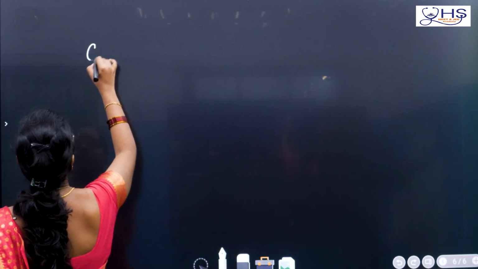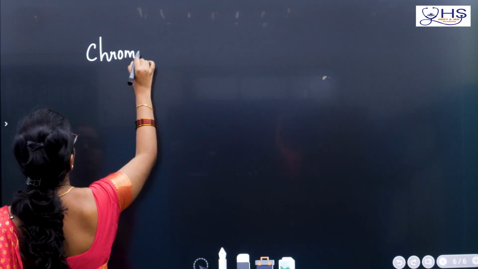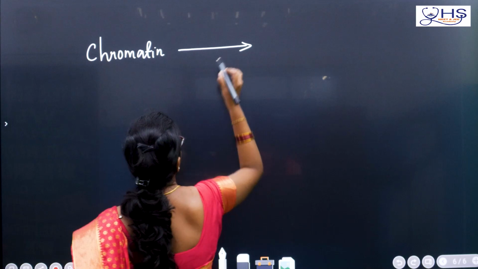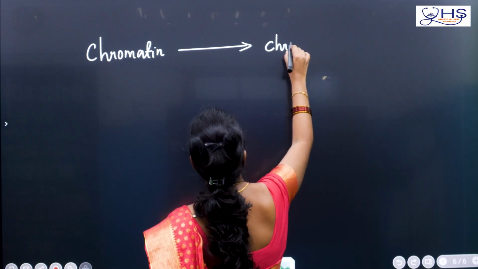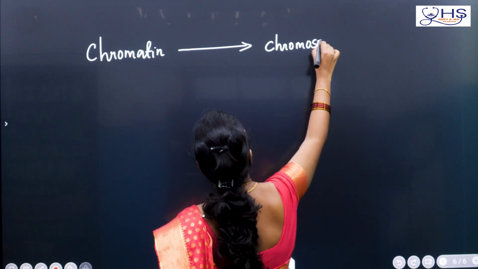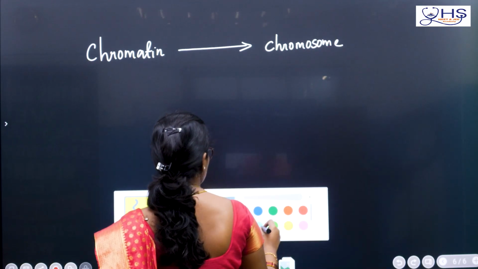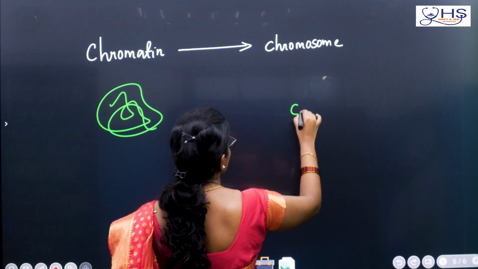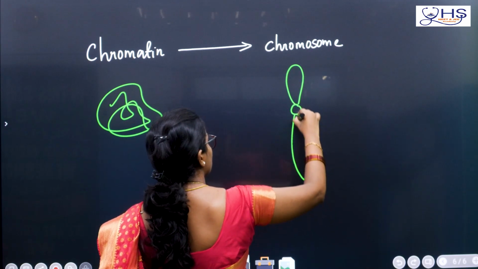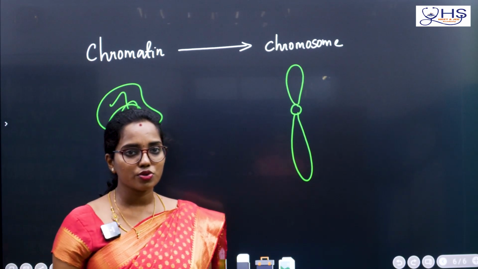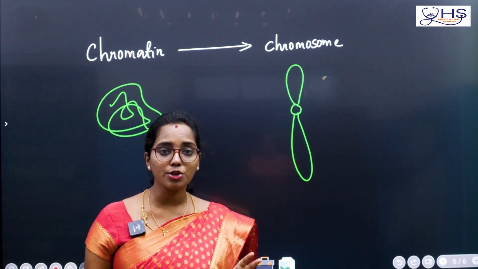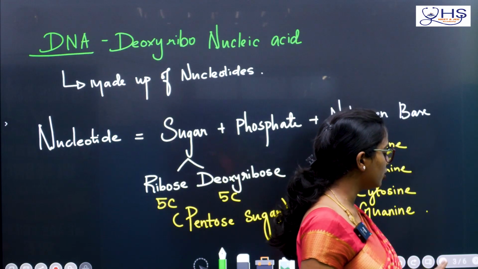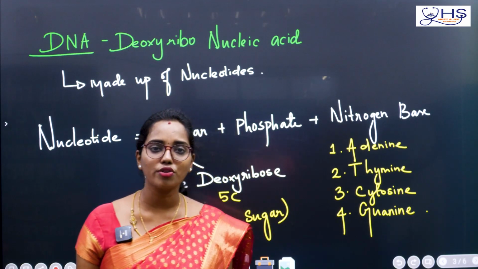So here we can consolidate. Chromatin condenses to form a structure called chromosome. So chromatin will be like this and the chromosome will be like this. In each cell we have 46 chromosomes, and out of 46 chromosomes, 23 chromosomes we are inheriting from our mother and 23 from father. So today we discussed the nucleus and all the associated terminologies of chromosomes.